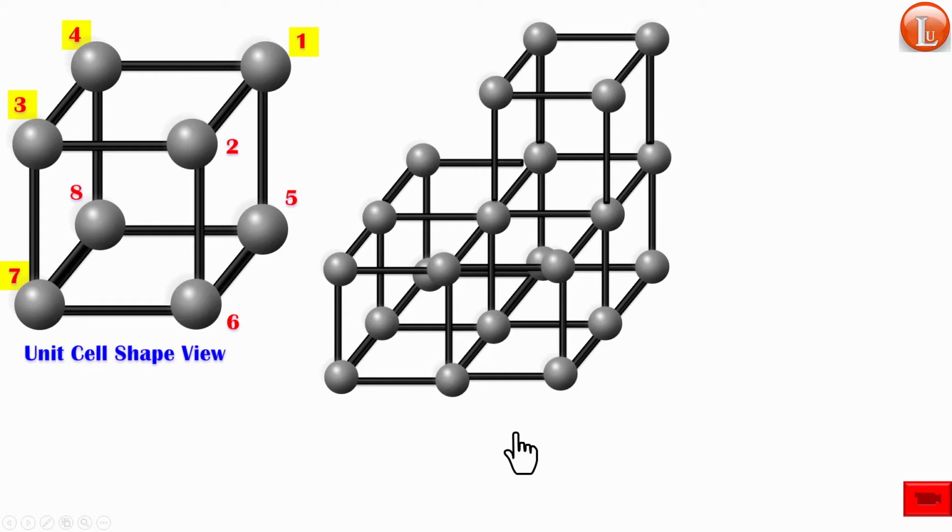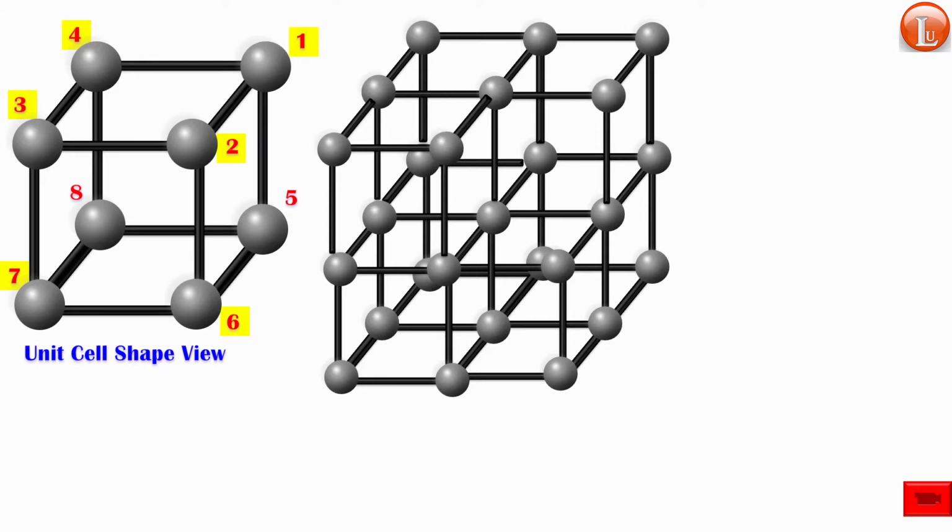What about this one? What is the position of this atom in this one? This is obviously position number 2. What about this one? Position number 6. What about this one? Position number 5. And the last one, position number 8. So effectively you have seen that every sphere would occupy different positions in different unit cells. So all positions are equivalent. That's the first point that you need to understand.